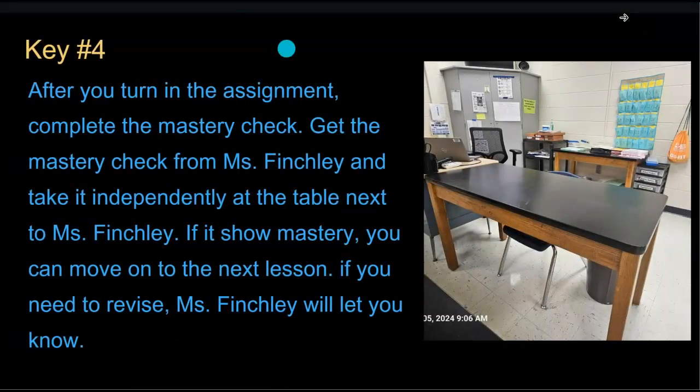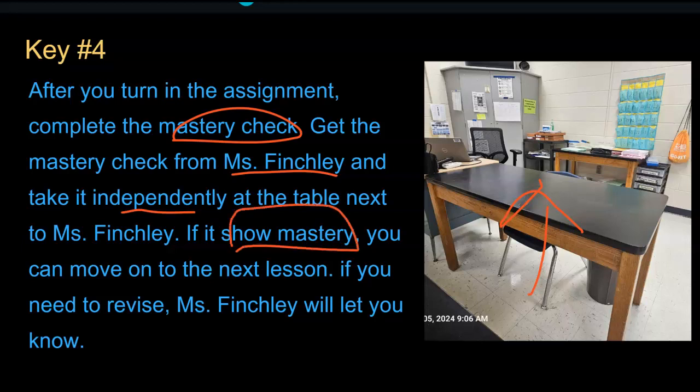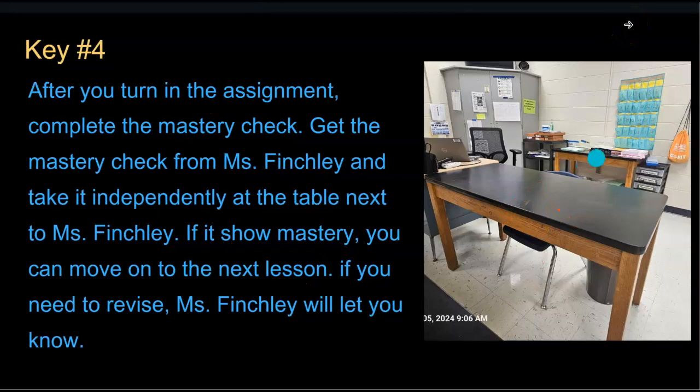Key number 4. After you turn in your assignment, complete the mastery check. Get the mastery check from me, Ms. Finchley, and take it independently at the table right here next to my table. This one will show that you mastered the lesson and you can move on to the next lesson. I'd rather catch you with the misconception you have before moving on to the next lesson, rather than have you not have any clue of what's going on with the unit. So I will let you know if you can progress or not.